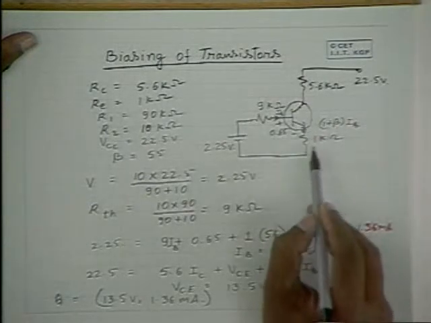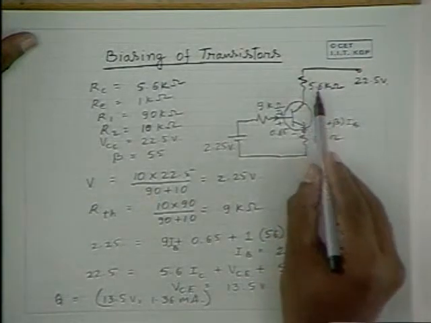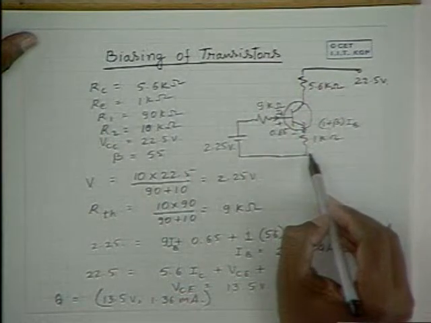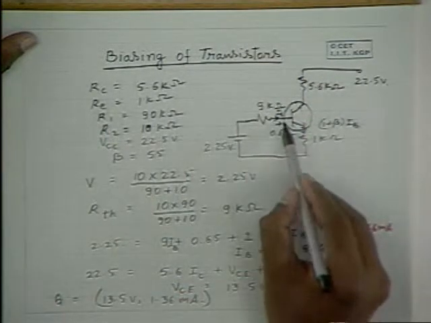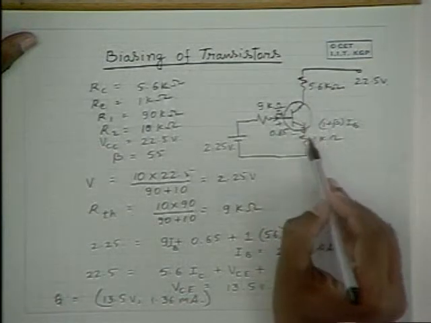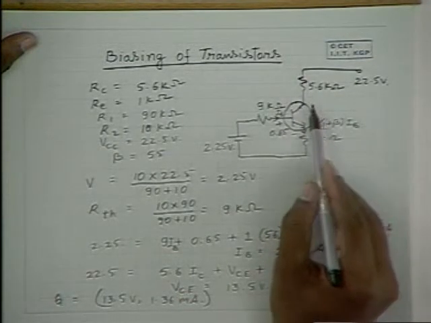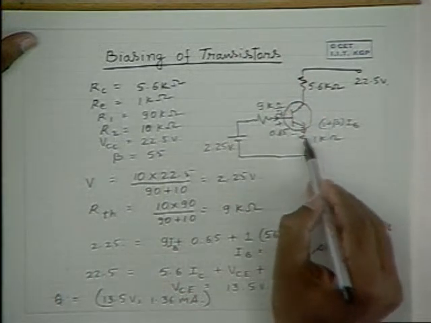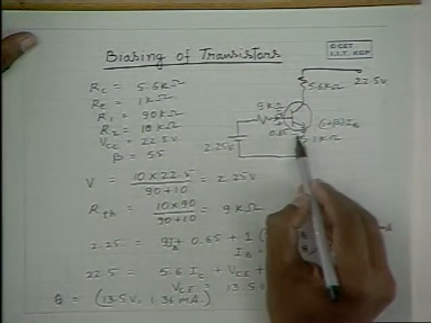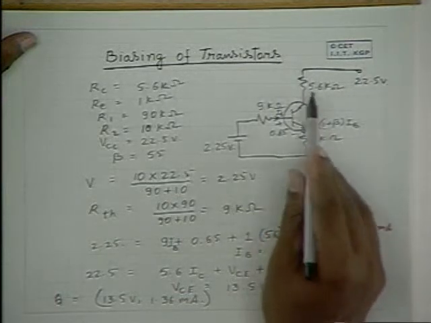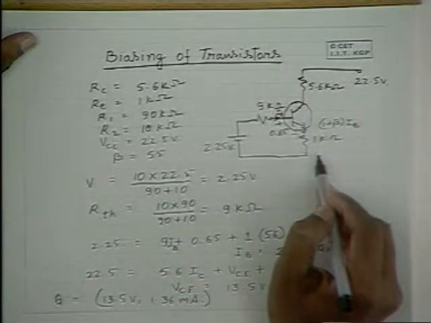If the value of RE is large, and there is a slight change in IC naught, there would be a large change in VRE here, and that will cause this VBE to decrease, and thereby IC. On the other hand, if this is zero, there is no change in this voltage when there is an increase in the collector current. Therefore, there is no feedback. Hence, the value of RE plays an important role. And with increased RE, the stability factor goes down. So that's what this expression shows.